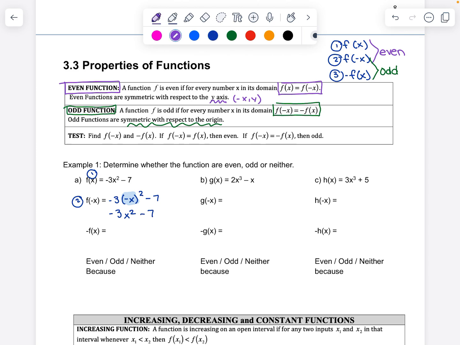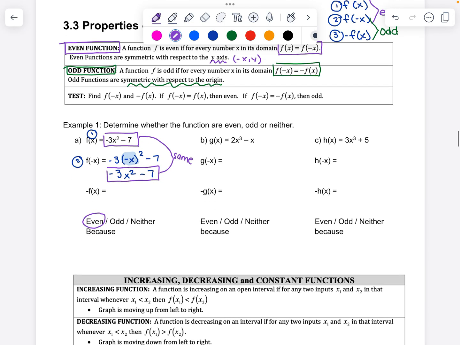Now remember, if this equation is the same as this equation, then it's going to be even. So we're done. They are the same. You don't have to check negative f of x. If 1 and 2 are the same, you can stop. It's even because f of x is equal to f of negative x. Okay, let's try that again.